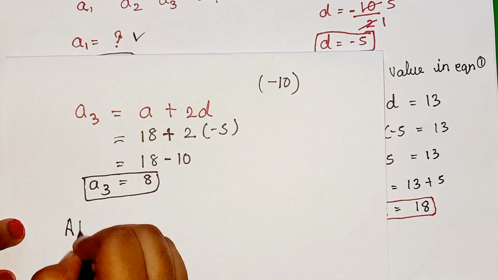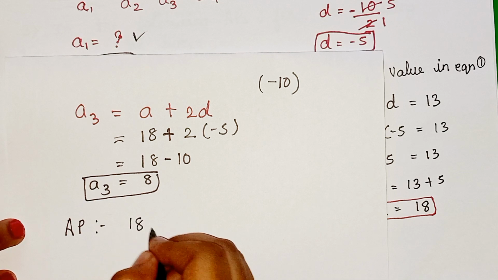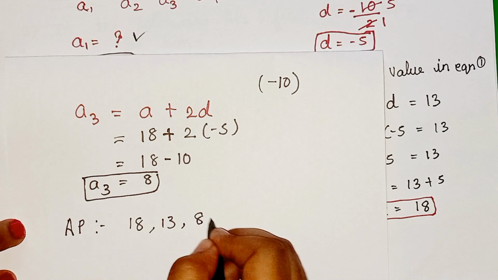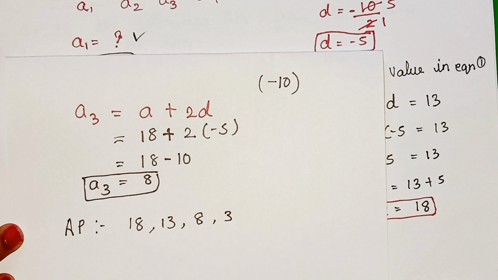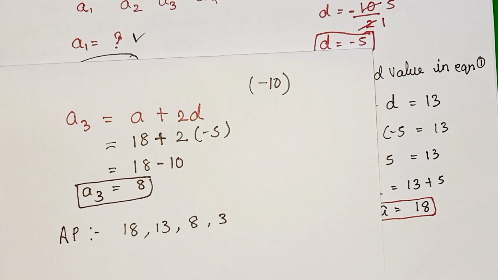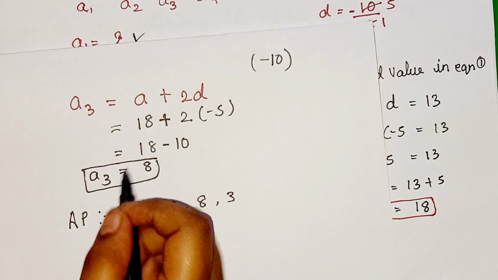Okay, so the AP is going to be 18, 13, 8, 3. Okay, so finally we found the AP, isn't it? So it was pretty easy to find it. The only thing we have to remember is this formula.